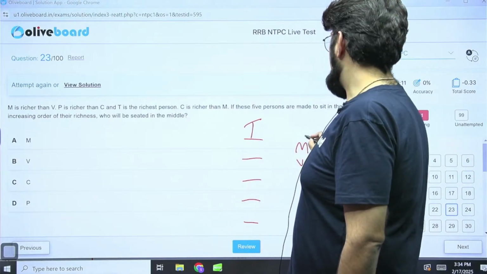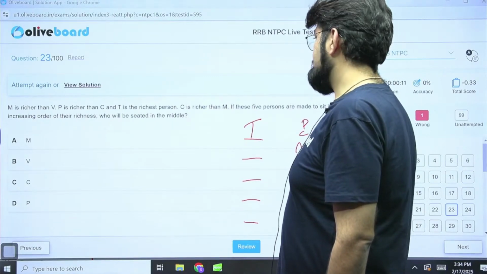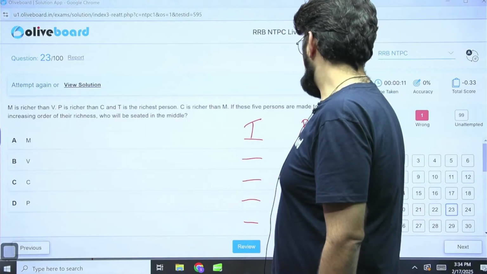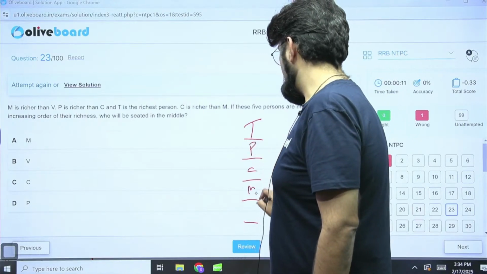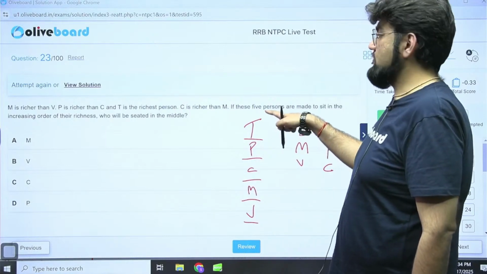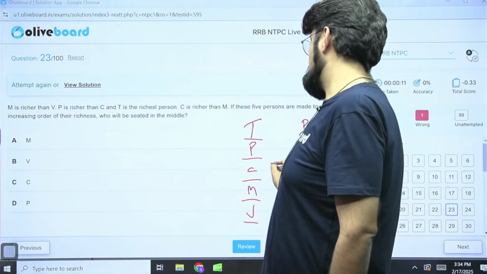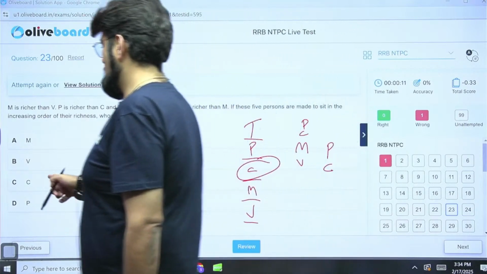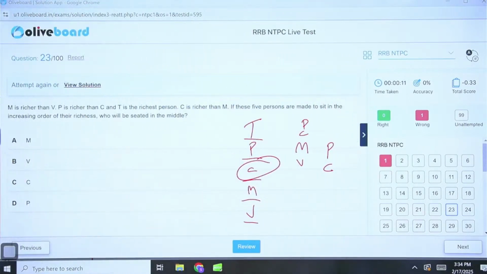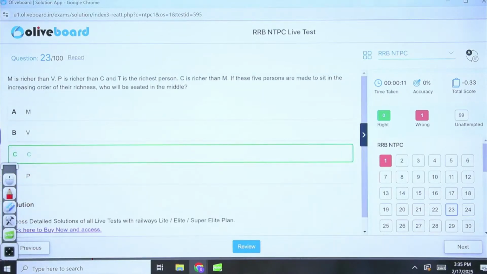C is richer than M. So this is the case. So P, C, M, V becomes the order. This is the least rich. This is the most rich. Now the question says if these 5 persons are made to sit in the increasing order of the richness, who will be seated in the middle? So C will be seated in the middle. Option C becomes your right answer. Okay. Next. 25.